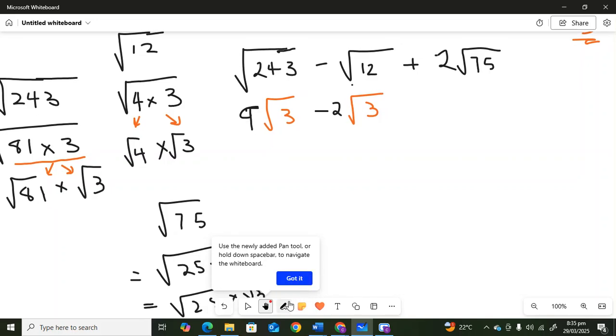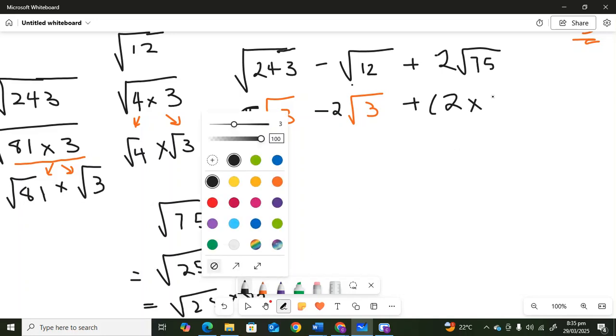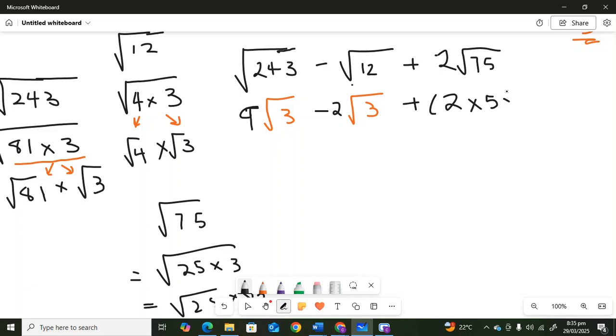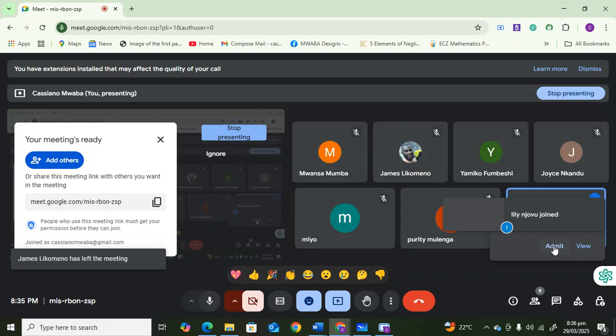Okay, so we have plus 2, these 2 outside multiplied by that 5 which you got as the square root of 25. 5 multiplied by the square root of 3. 2 times 5, that is 10. So here, this simplifies to 10 square root of 3.